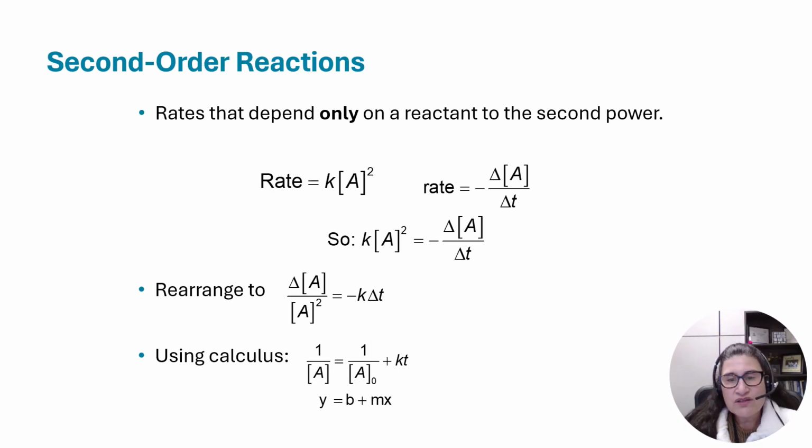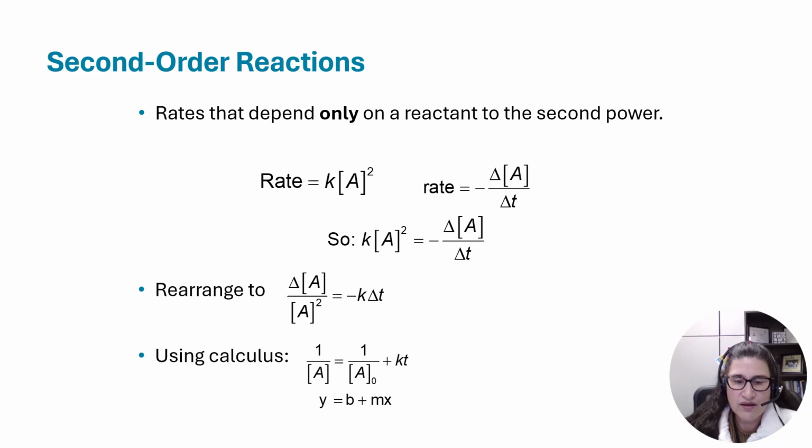Now, if it's a second order reaction, then the rate equals k[A]², the 2 here representing my order. Rate is also equal to change in concentration divided by time. So just like last time, we're going to set those two equal to each other, and then write it in the format that looks like a straight line.